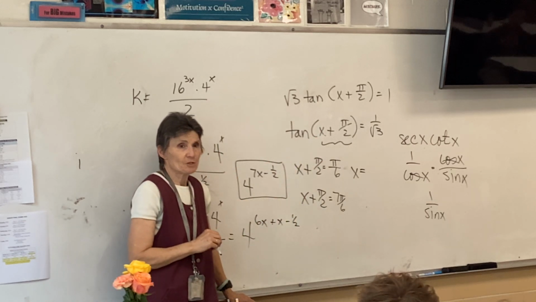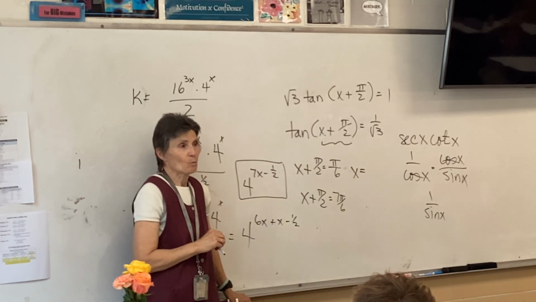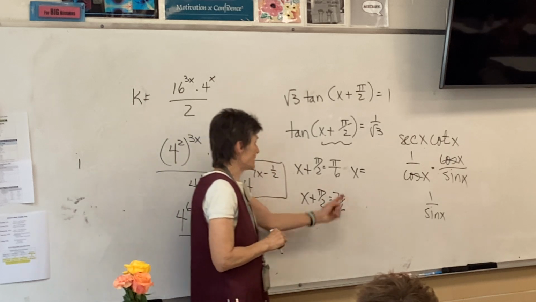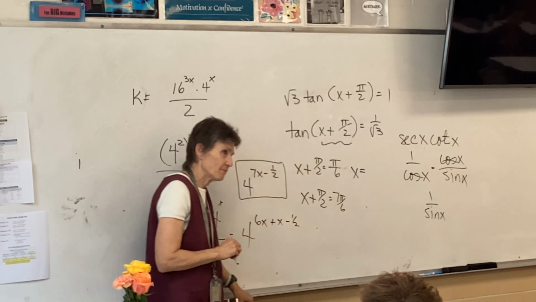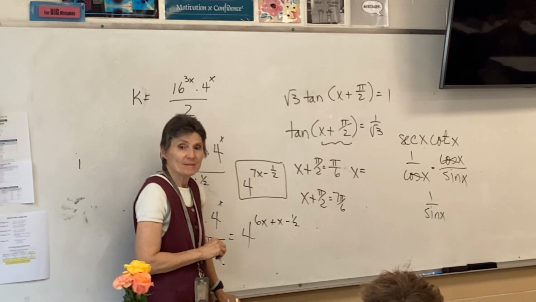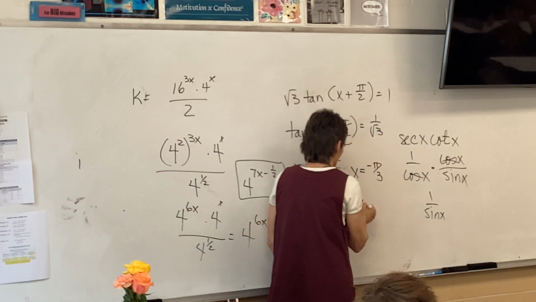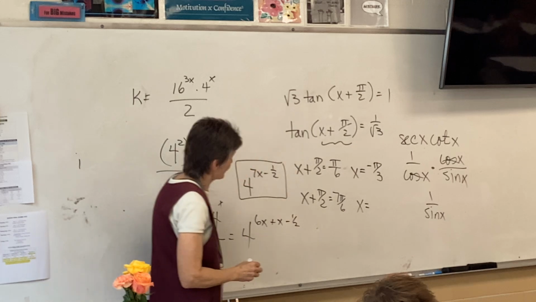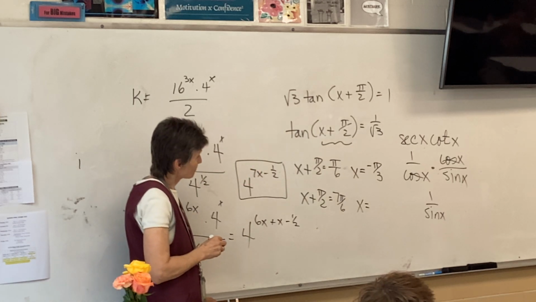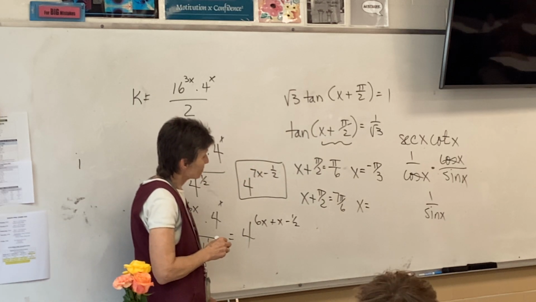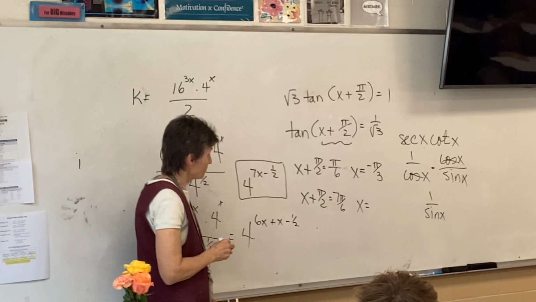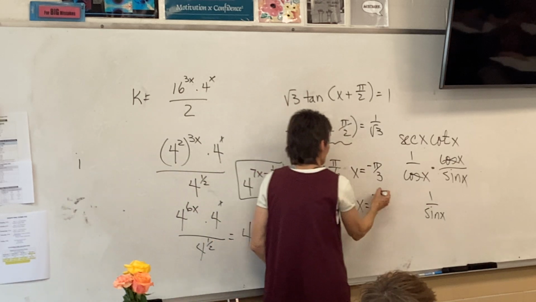AP Precalculus students, 6 days away from your exam. What is 1/6 minus 1/2? Negative 1/3. So x is negative pi over 3. Or x is, what? 2 pi over 3.